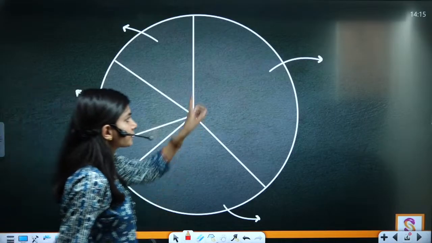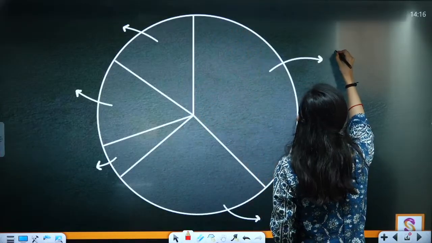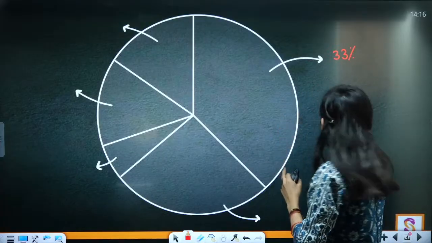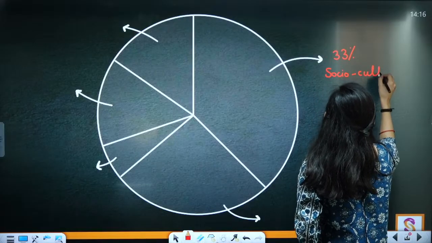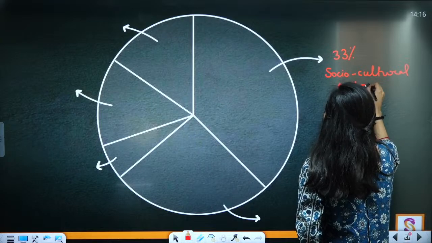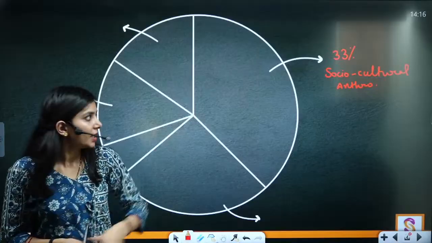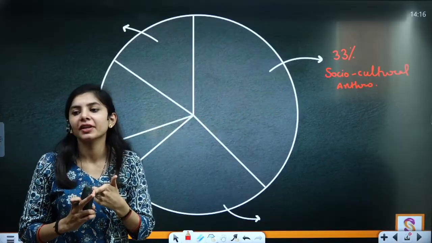Okay, now this part, as you can see, it is constituting 33% of the total syllabus, and it is socio-cultural anthropology. Okay, and you know very well that it is related to the paper 1. This part is most interesting one as well as most difficult one.